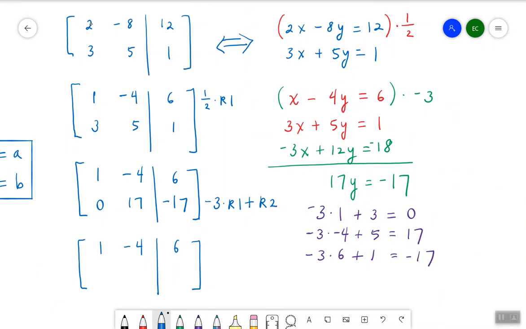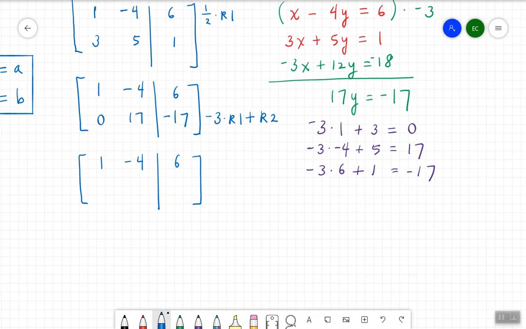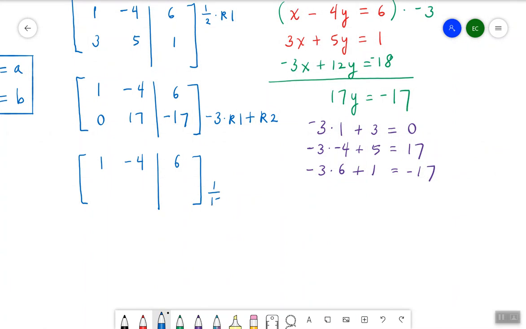When we wanted to change this 2 to a 1, we multiplied by the reciprocal. We multiplied by a half. And so if we want to change this 17 to a 1, then what we're going to do is multiply the entire row by 1 over 17. So we're going to do 1 over 17 times row 2.